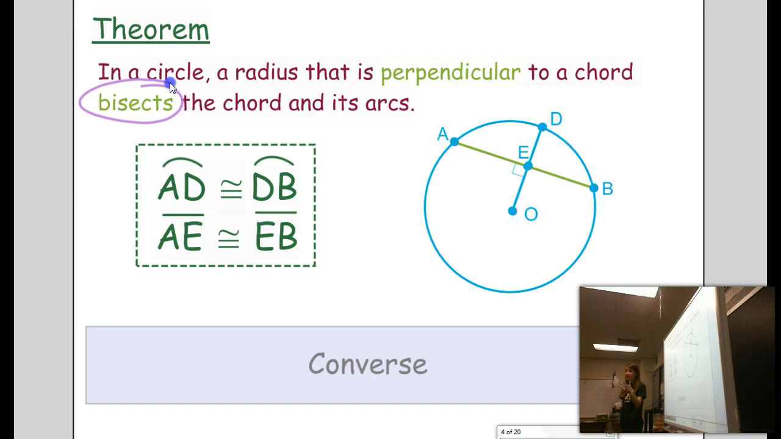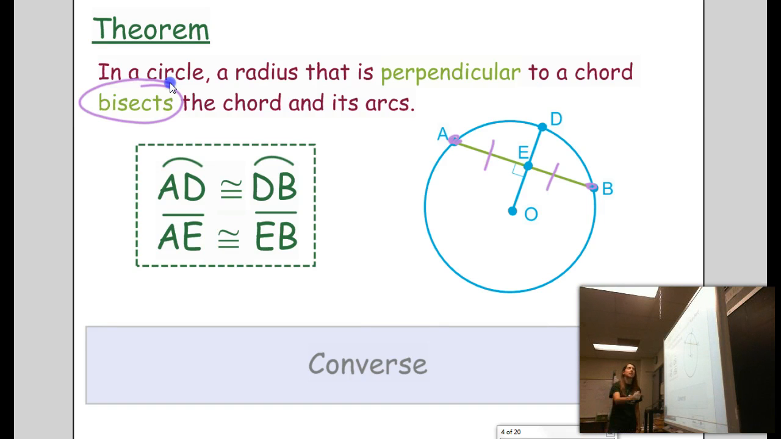So it's not just intersecting. It's intersecting at its midpoint. It means to intersect at its midpoint. So that means E is the midpoint of AB. Add tick marks to your picture. E is the midpoint of AB.